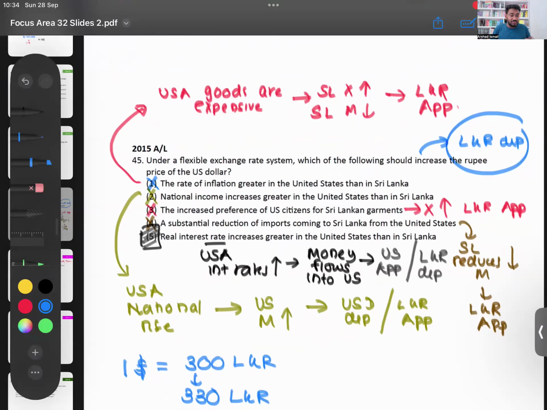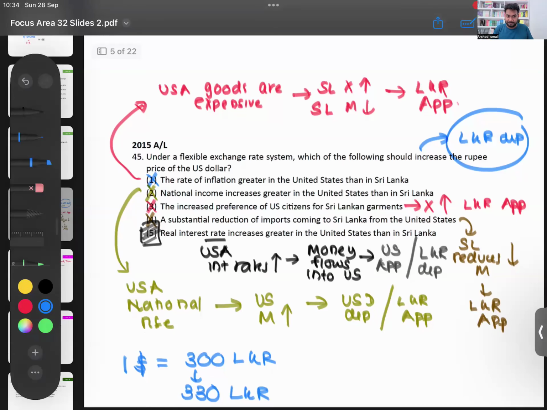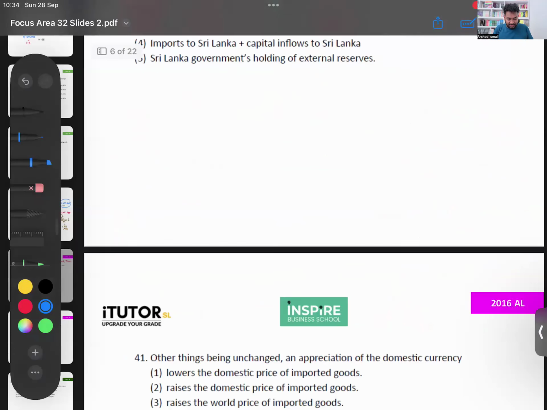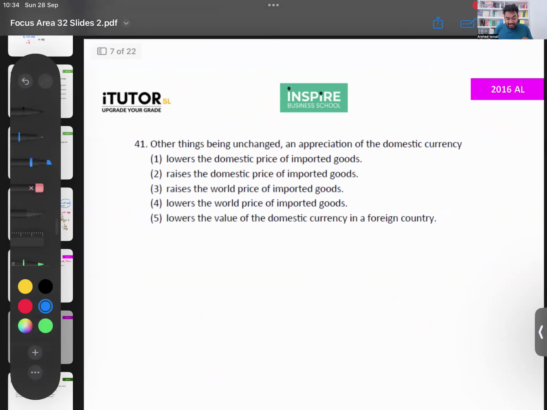So that's this. Yeah, so in all the other answers, Lamai, Sri Lankan rupee will appreciate. Answer 1, 2, 3, 4, Sri Lankan rupee appreciates. Only in the fifth one here, Sri Lankan rupee depreciates. Okay, done. Okay, 2016, there's another one. Other things being unchanged, appreciation of the domestic currency will do what?